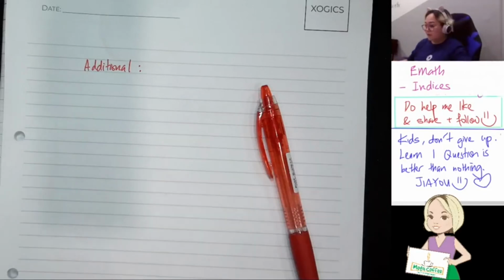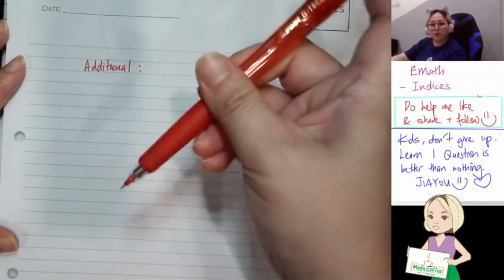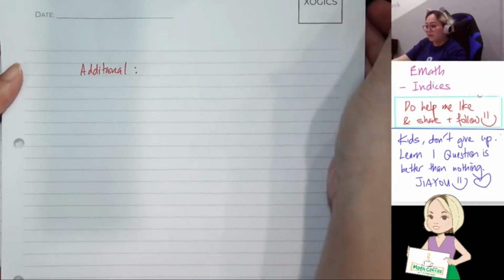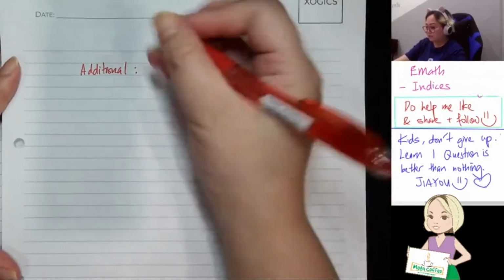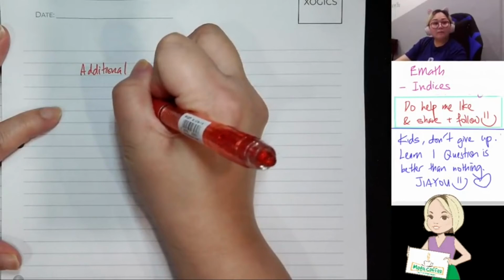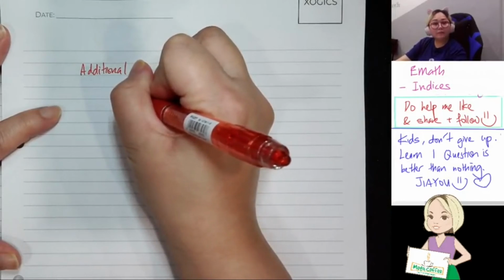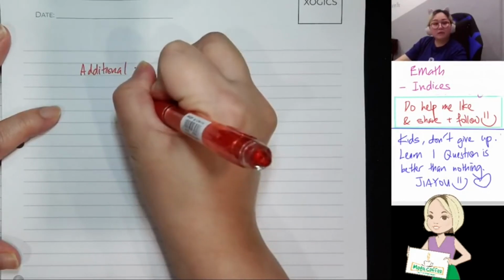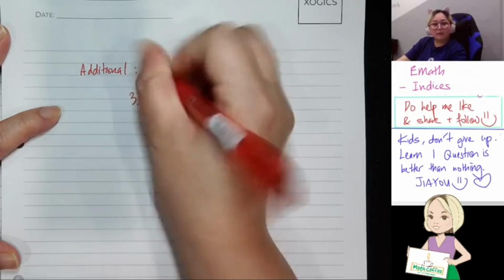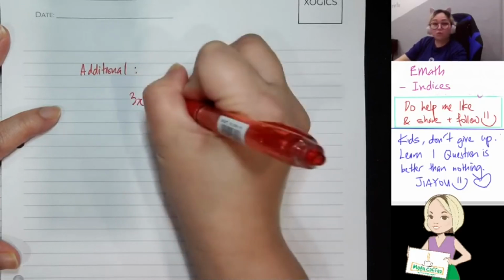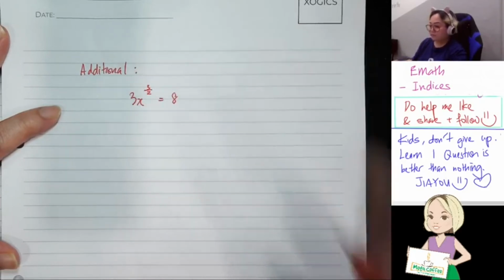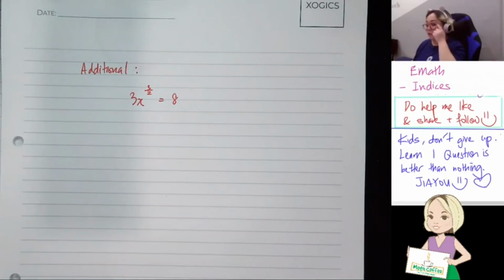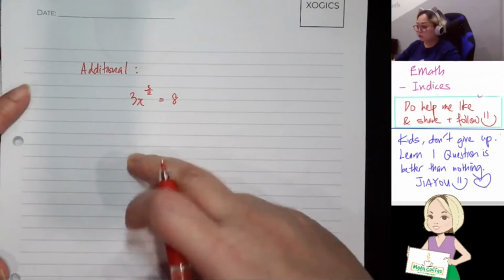Okay, let's do some additional questions. If let's say I have this question: 3x^(3/2) is equal to 8. We want to solve for x. How do we solve this? This is E-Math, this is not A-Math. So how do we solve x?